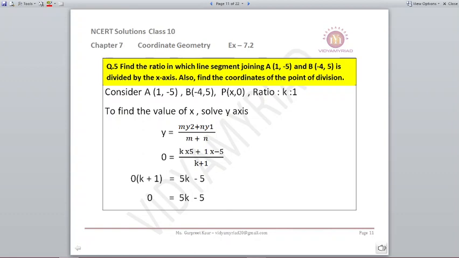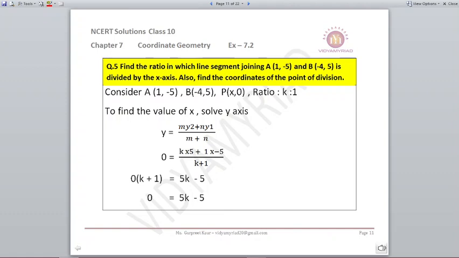So what are the points? Your A is (1, -5). Your B is (-4, 5). Let that point of division be P. That will become (x, 0), and the ratio is k is to 1, because the ratio is not provided, so we will assume it as k is to 1.